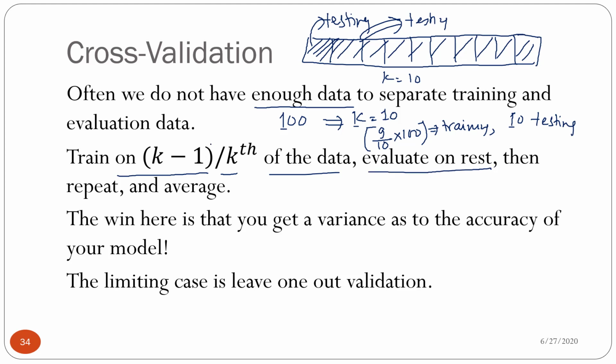So 9/10 of the data you will train, and then you will evaluate on the remaining 1/10, which is 10. Then keep doing it, right? In every iteration you should be changing this 1 by kth sample for testing. Alright, so with that you will finally take an average of the performance, and that's what you will report.